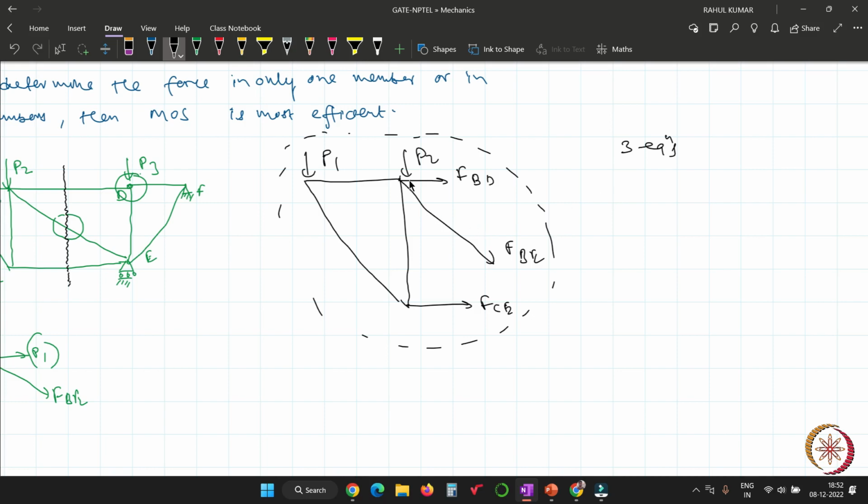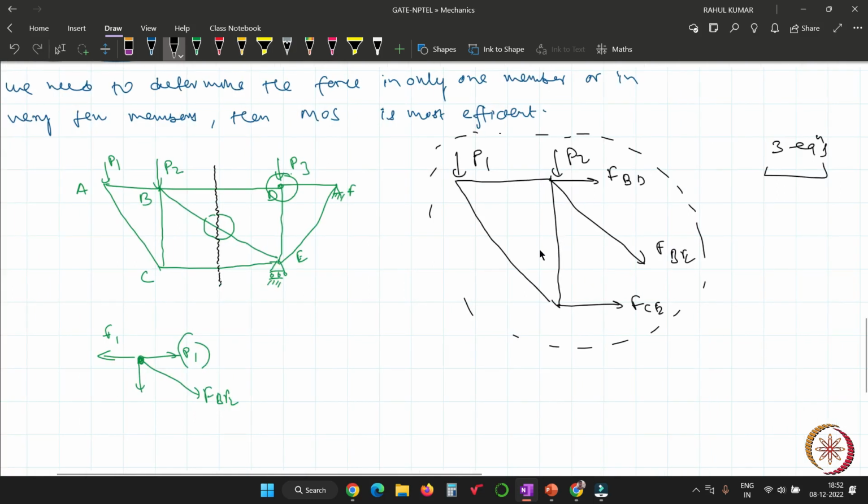But suppose you separate the section so that you have four members, but in one member you already have the value, then you will apply the three equations and be able to find the unknowns. That's why you have to separate the section such that you cross only three members, so that you apply three equations and find the value of three forces. Are you able to get me?